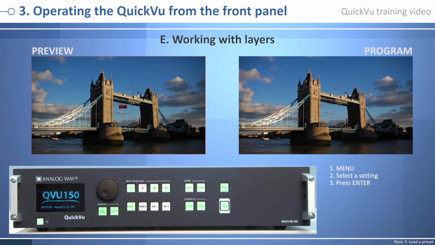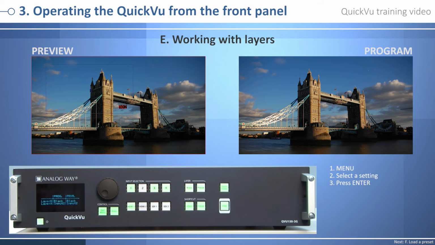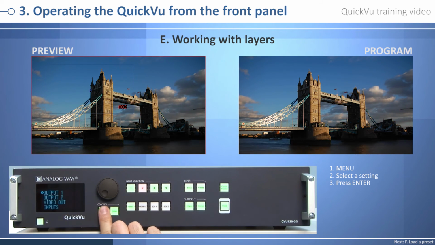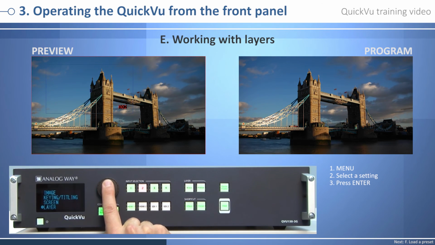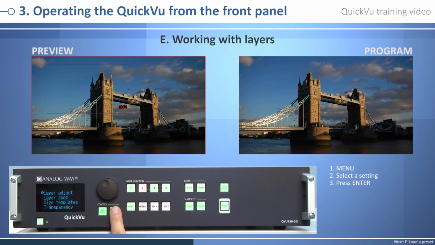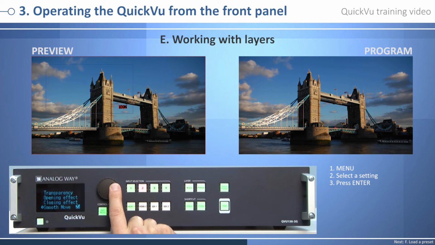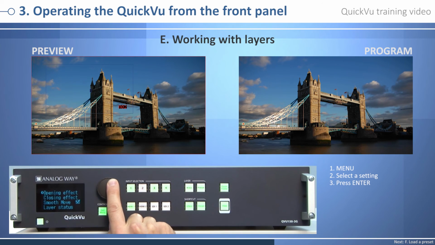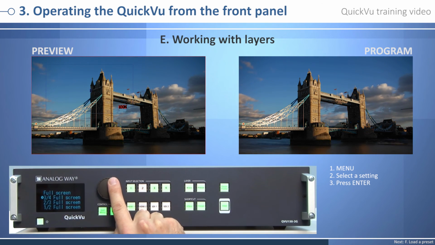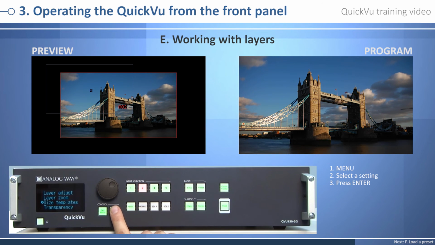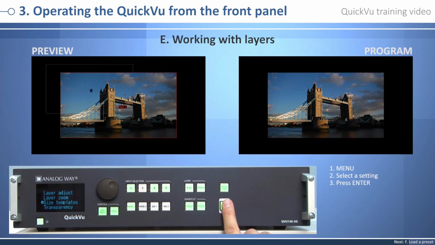Working with layers. Once a source is assigned to a layer, you will have access to layer settings in the Layer menu: Layer Adjust, Layer Zoom, Size Templates, Transparency, Opening and Closing Effect, Smooth, Move, Status. All changes have to be validated by pressing the Enter button in order to be saved. For example, select the Layer menu, validate by Enter, select Size Templates, press Enter, press Take to view the result on the program screen.